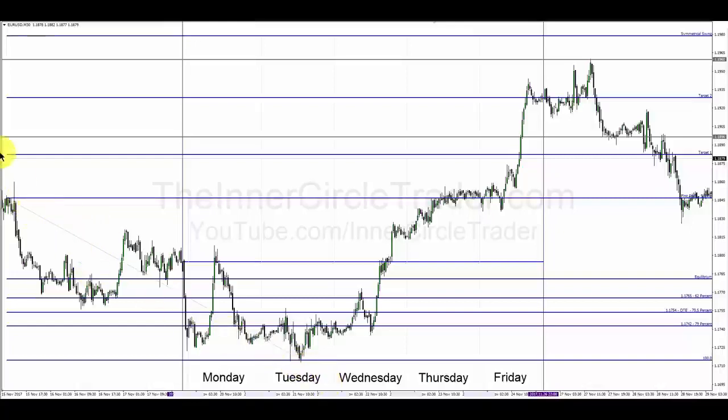Why am I measuring this? Because what I'm looking for is the movement lower to pick up buy orders, and then once this high is taken out, how far up will we reach in terms of price objectives? Okay, and then I start looking for overlaps.